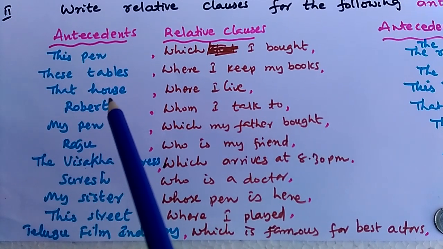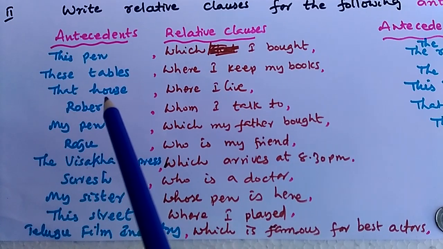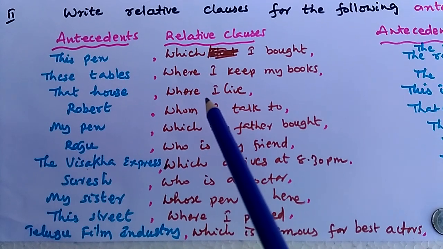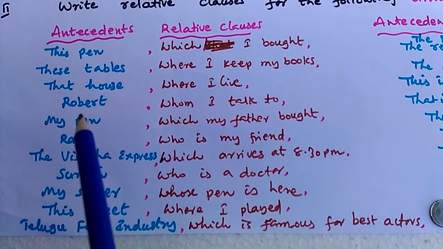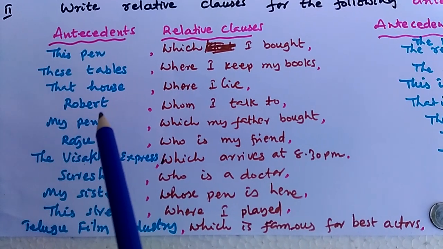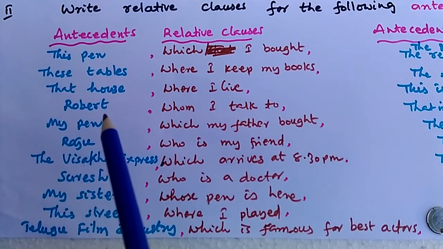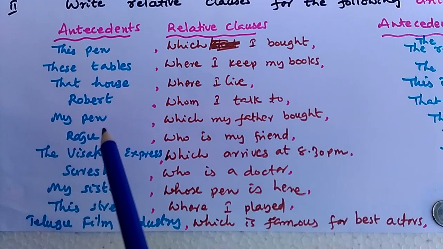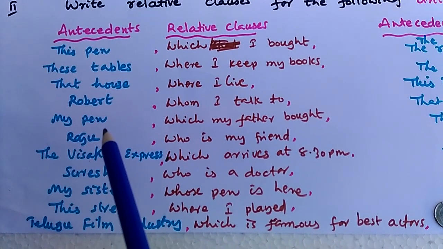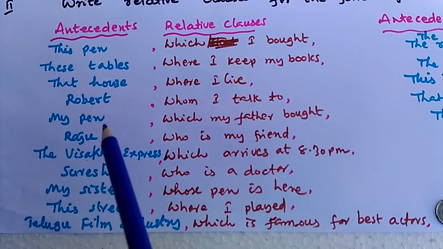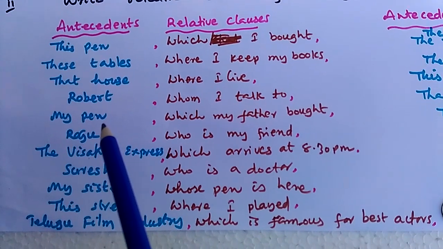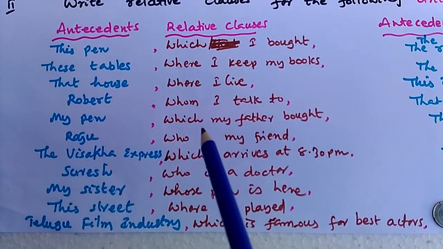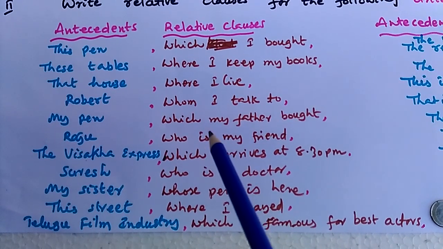Whenever we say "the house," we can easily identify this antecedent. That means the house. So this clause will be a non-defining clause. And "Robert," when we say the name, we can easily identify which person he is. So this is a non-defining clause. "My pen," "our pen," "your pen," "his pen," "their pen," "Rama's pen" like that, then we can easily say which pen it is. Then this clause will be a non-defining clause.